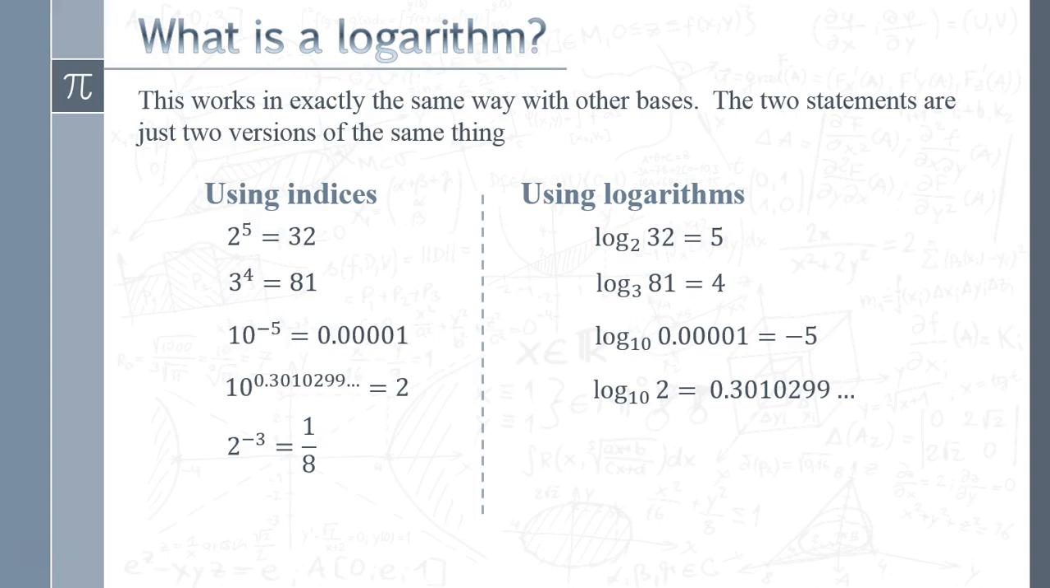2 to the power minus 3 is 1/8, because we know that negative powers mean 1 over. So our base is going to be 2. So we've got log to the base 2 of 1/8 is minus 3.